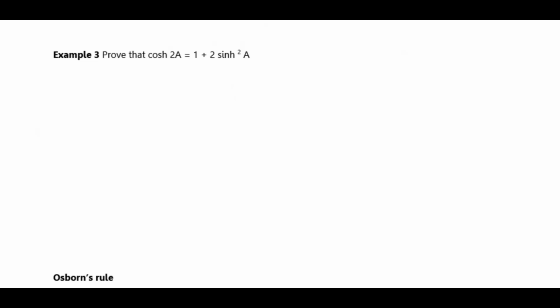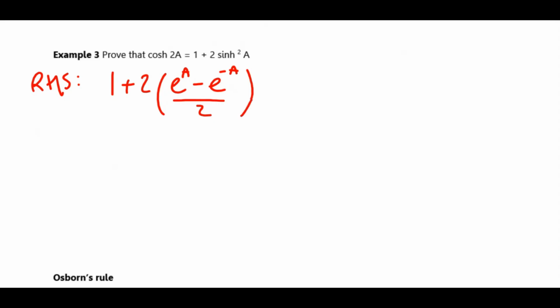We also do this for double angle formulae. So again, I'm going to start on the right-hand side because I think it's going to be easier to simplify that. On the right-hand side, I've got 1 plus 2 times (e to the A minus e to the minus A over 2) squared.